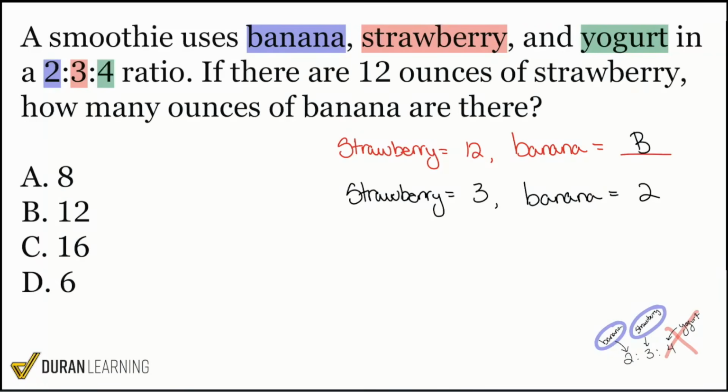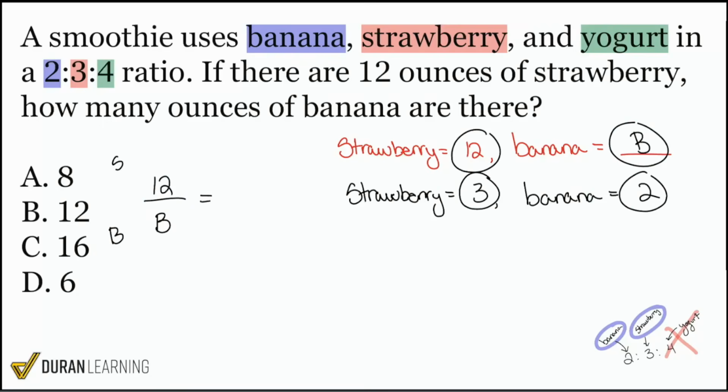I'll use a capital B for banana. So I'll compare strawberries to bananas, top to bottom. So we have 12 over B equals 3/2. So after we get through all that complicated junk, just reading that triple ratio the right way, knowing that we can ignore that 4 for this particular problem, we have ourselves a pretty good time.